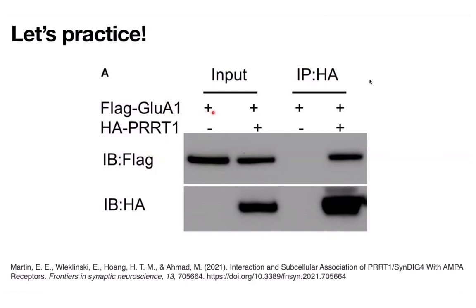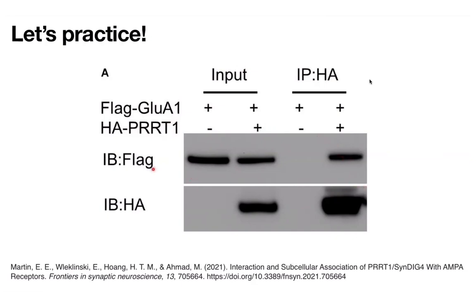Okay, now what's going to happen is if we think about GluA1. We can see that in both of these samples, we have our GluA1, but are we going to see it in our pull down? Well, we're pulling down the HA. So the only way that we'll see GluA1 is if it's actually interacting with our HA. And so do we see GluA1?